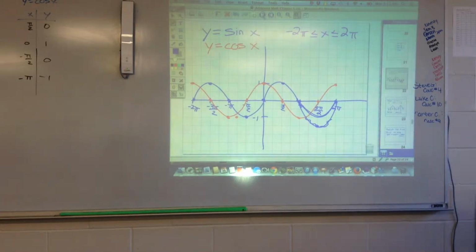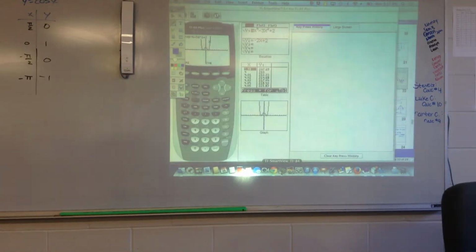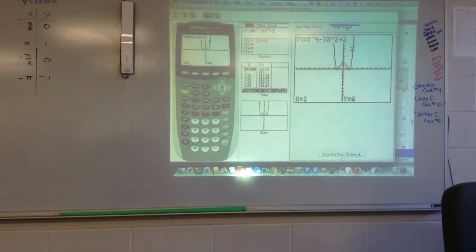I want to teach you a little bit about graphing calculators in these. This will be beneficial to you. You don't need them. You definitely don't need them. But I think it might help you.